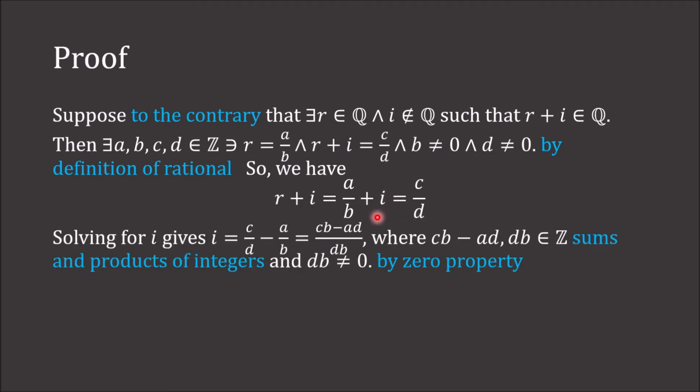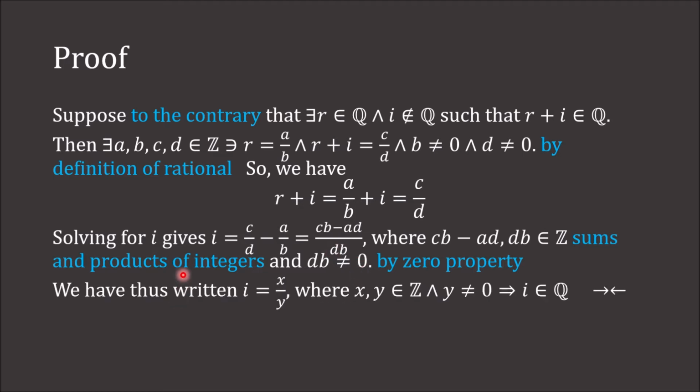If we solve for i, we get i is c over d minus a over b, which is cb minus ad all over db. Now, cb minus ad has to be an integer because it is the product and difference of integers, and d times b is an integer because it is a product of integers. Furthermore, since neither b nor d is 0, their product can't be 0. So we have written i as x over y, where x and y are integers and y is non-zero. So this means by definition i is rational.